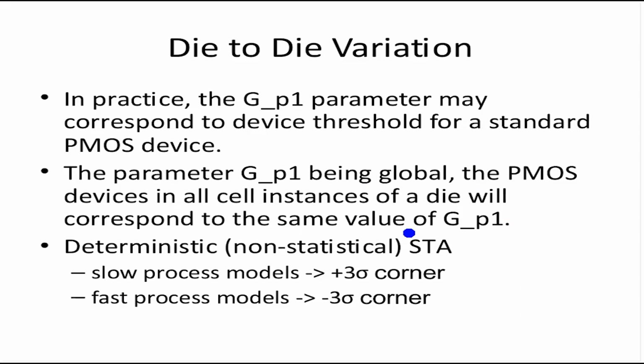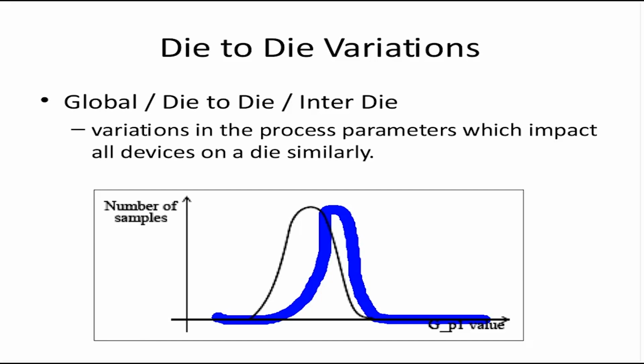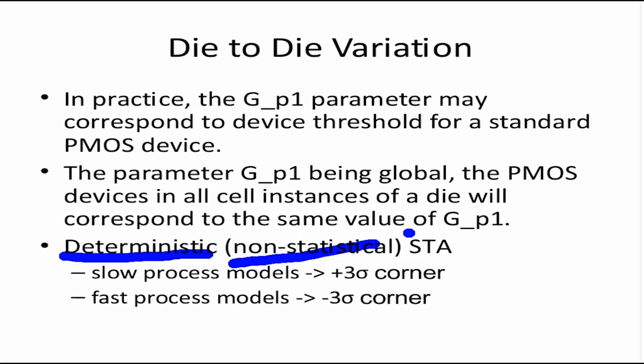Now non-statistical STA is also called deterministic STA. In this case, the slow process model will belong to the plus 3 sigma corner, and the fast process model will belong to the minus 3 sigma corner. Die to die variation is handled in deterministic STA by assigning a particular corner, a worst case corner or a best case corner. What will that worst case corner be?